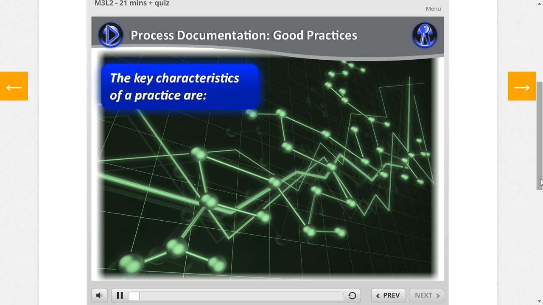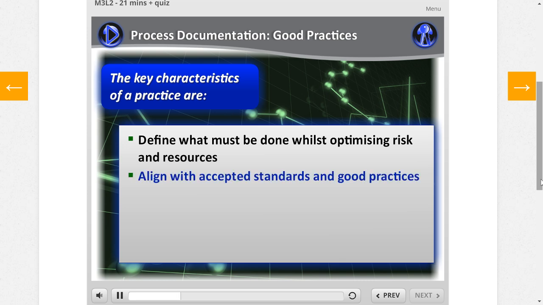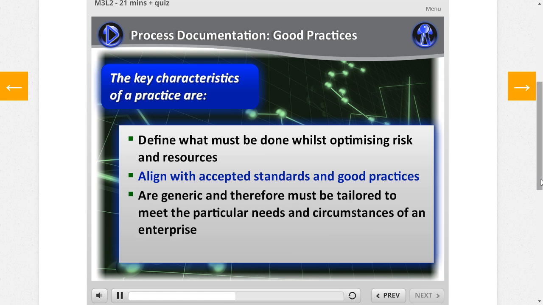The key characteristics of a practice are: they define what must be done whilst optimizing risk and resources. They align with accepted standards and good practices. An enterprise is free to draw upon other frameworks when designing an implementation. They are generic and therefore must be tailored to meet the particular needs and circumstances of an enterprise. Another way of looking at this is that they are not prescriptive when it comes to implementation, so that any type and size of organization should be able to use them. And they include required business and IT involvement.